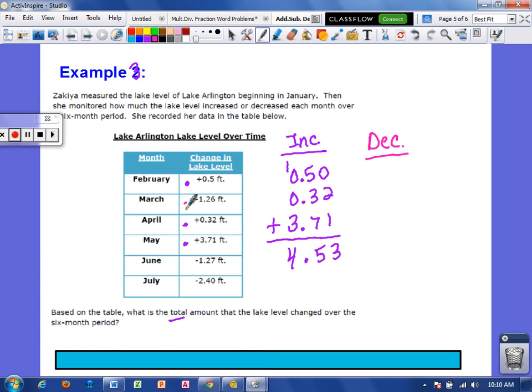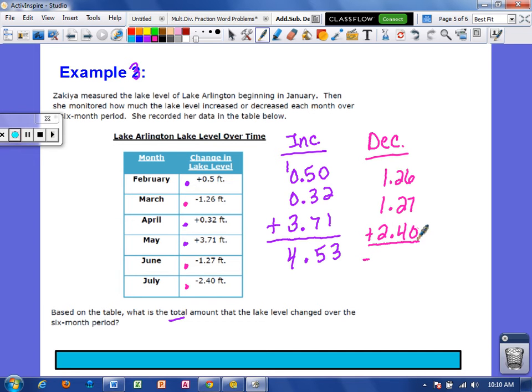So in March it decreased by 1.26 feet. In June it decreased 1.27 feet. And in July it decreased 2.40 feet. Now, if this is a decrease, I'm going to have a negative answer, and these were all negative amounts. When we add negatives, we just add like normal and make the answer negative.